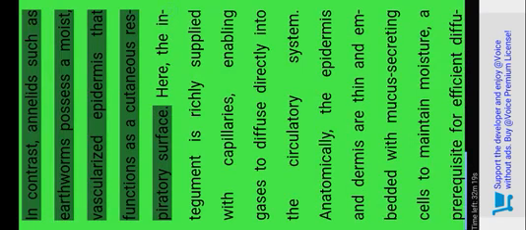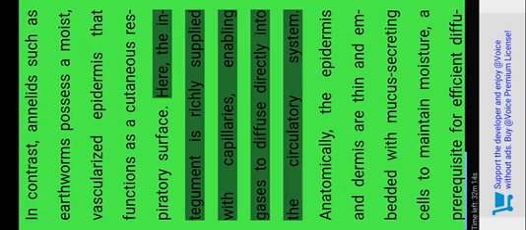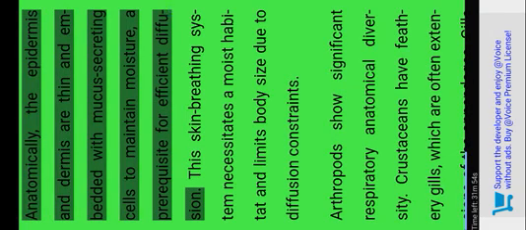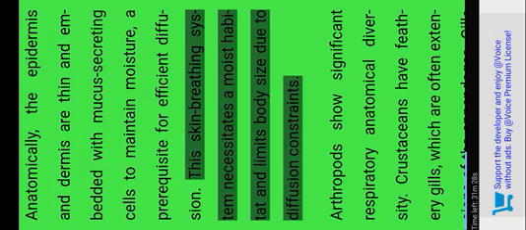In contrast, annelids such as earthworms possess a moist, vascularized epidermis that functions as a cutaneous respiratory surface. Here, the integument is richly supplied with capillaries, enabling gases to diffuse directly into the circulatory system. Anatomically, the epidermis and dermis are thin and embedded with mucus-secreting cells to maintain moisture, a prerequisite for efficient diffusion. This skin-breathing system necessitates a moist habitat and limits body size due to diffusion constraints.